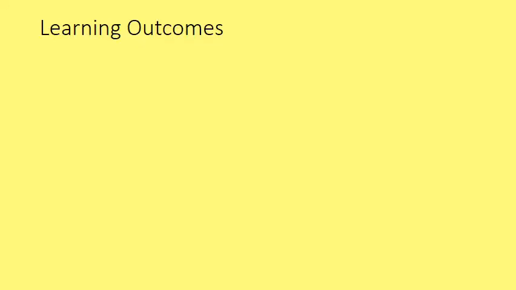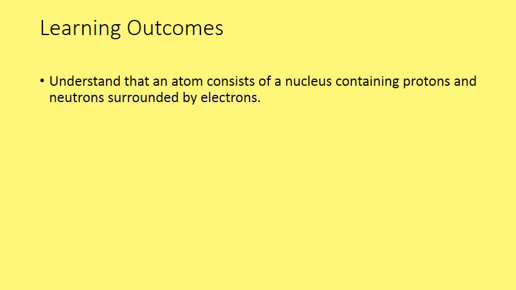Which just leaves us to review our learning outcomes. The first of which was that we should understand that an atom consists of a nucleus containing protons and neutrons, and that nucleus is surrounded by electrons. I think we know that. Let's give ourselves a nice red tick for that one.